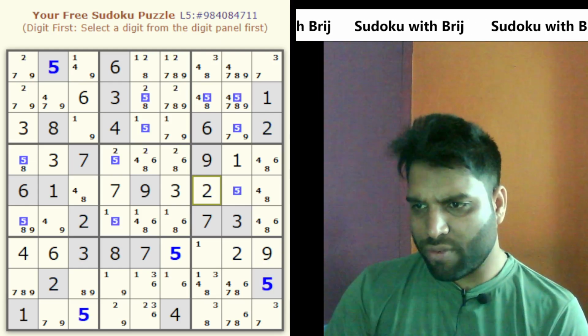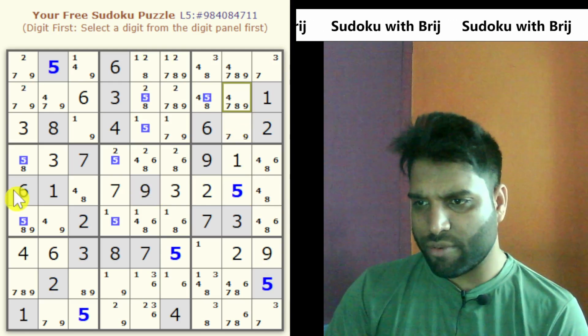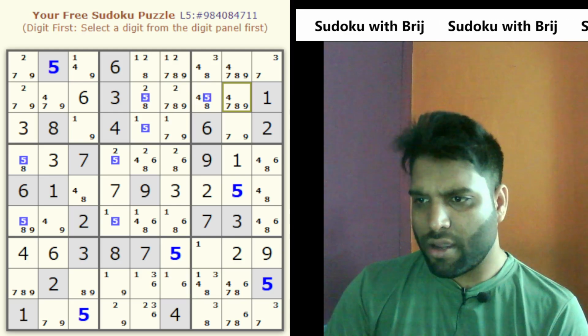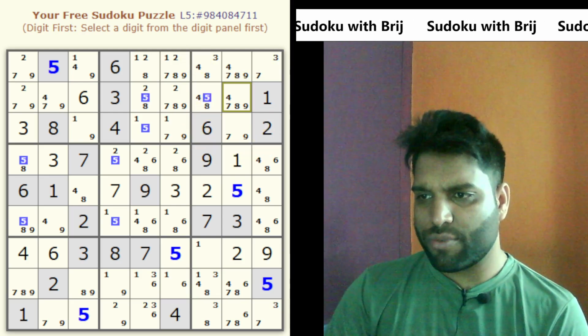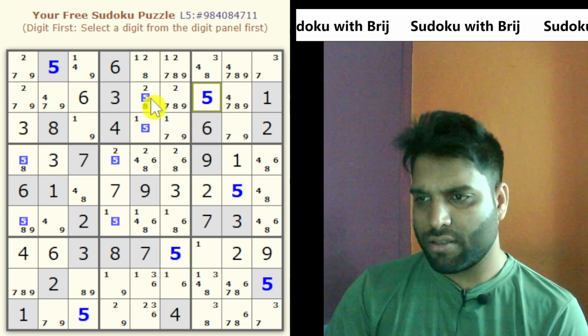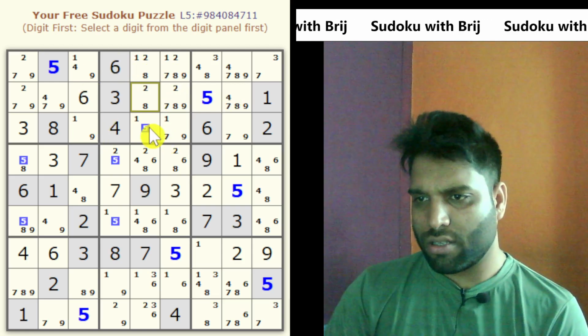So let's move on to 5 now. 5 should be over here, and 5 can be removed from these cells. And in this box 3, 5 should be in this cell. So 5 can be removed from here. So in box 2, 5 should be over here.